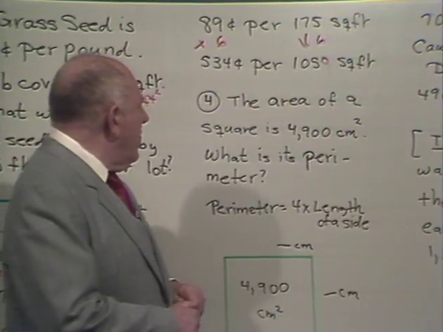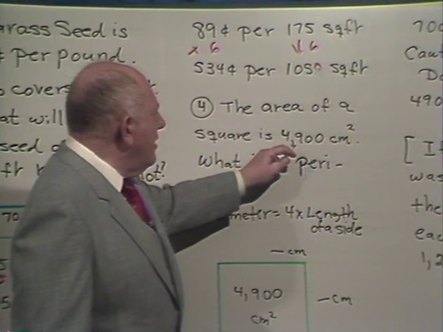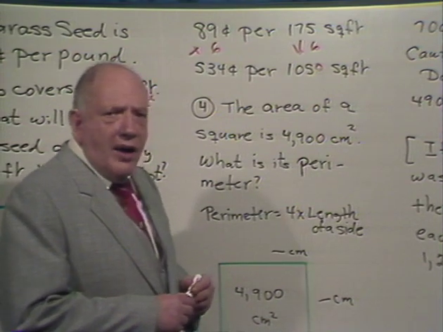Okay? Now, in the textbook, I asked questions like if the area of the square is 4,900 square centimeters, how long is each side?